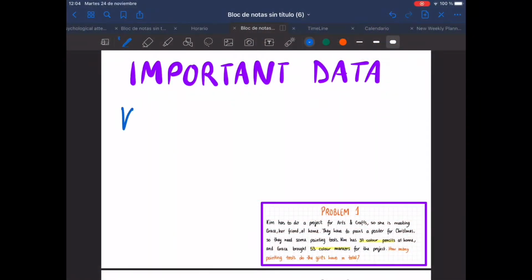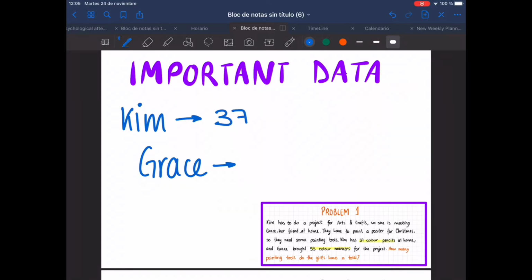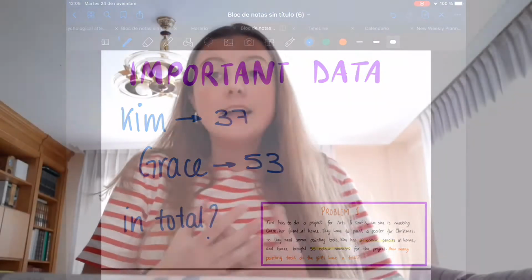Problem 1. Kim has to do a project for arts and crafts, so she's meeting Grace, her friend, at home. They have to paint a poster for Christmas, so they need some painting tools. Kim has 37 color pencils at home, and Grace brought 53 color markers for the project. How many painting tools do the girls have in total? To solve this problem, we have to do an addition. And why an addition? Because the statement asks us for the total, taking into account the painting tools of both of them.